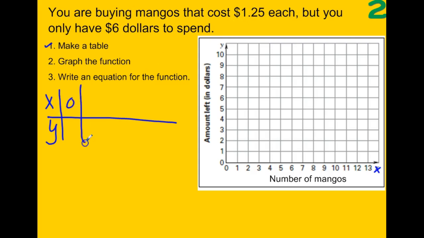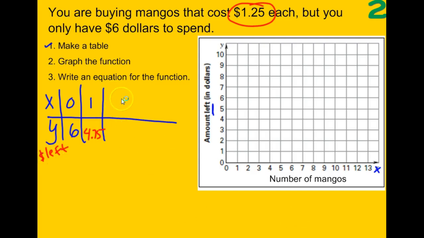We could buy 0 mangoes. We have $6. So we'd have, it says here, amount left. So it's not that we spent $0, it's that we have $6 left. So 0 mangoes would cost $6. 1 mango, we have $6 in our pocket. It is going to cost us $1.25. So subtract $1.25 from 6, and you would get $4.75 left over. Remember, y is how much money you have left.